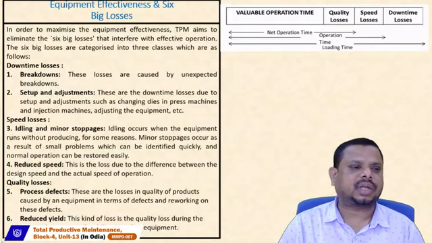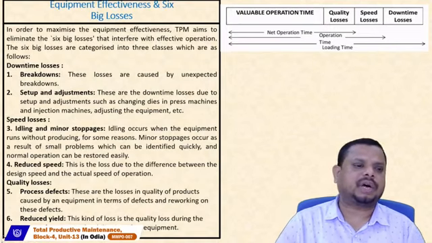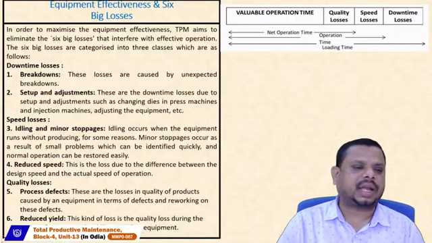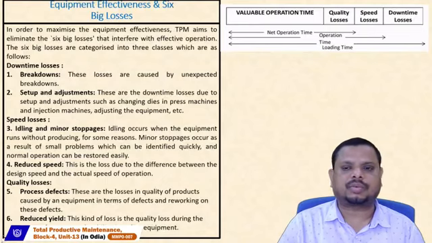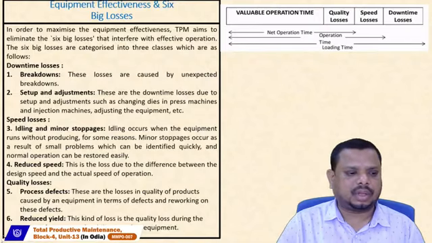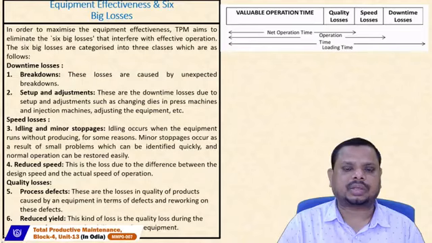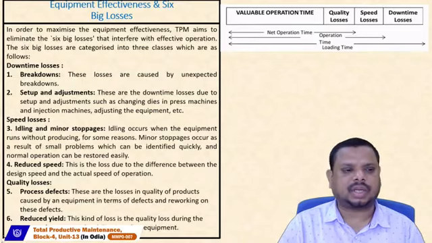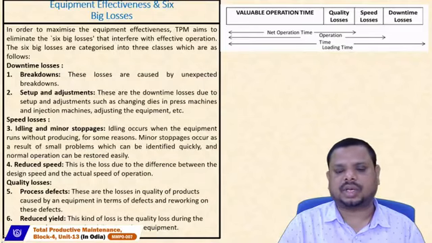The first class is known as downtime losses. Under downtime losses, we have breakdowns and setup and adjustment. The second class is known as speed losses. Under speed losses, we have to focus on idling and minor stoppage, and the second one is known as reduced speed. The third class is known as quality losses. Under this class, we have 2 parameters. The first one is process defect, and the last one is reduced yield.